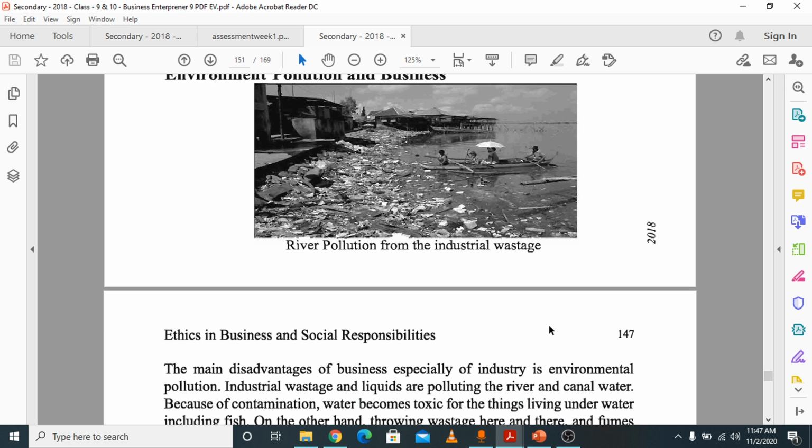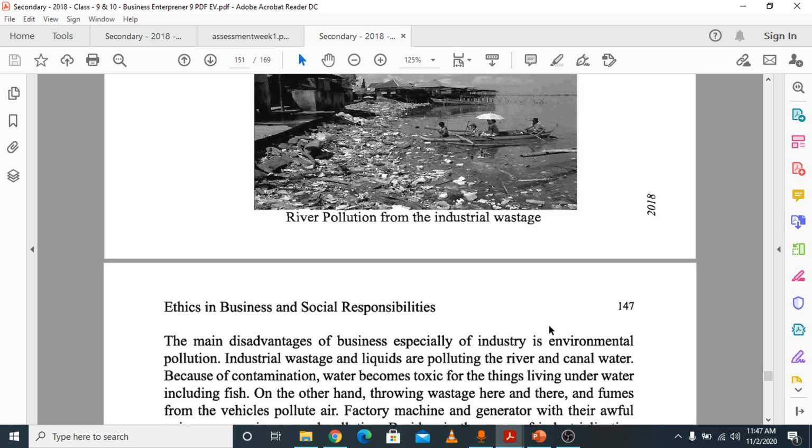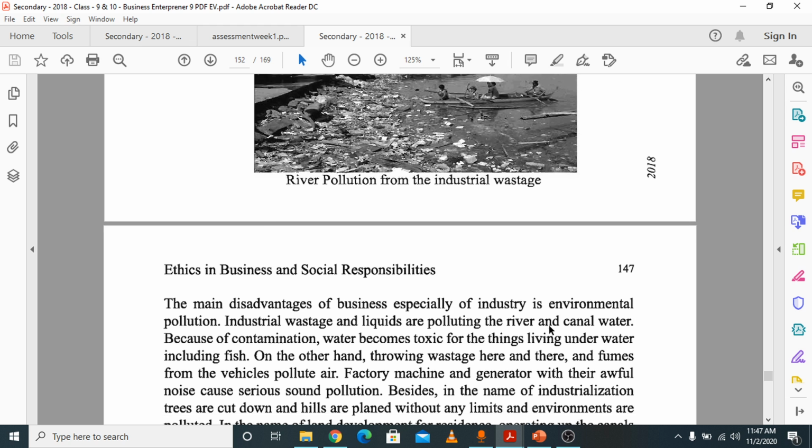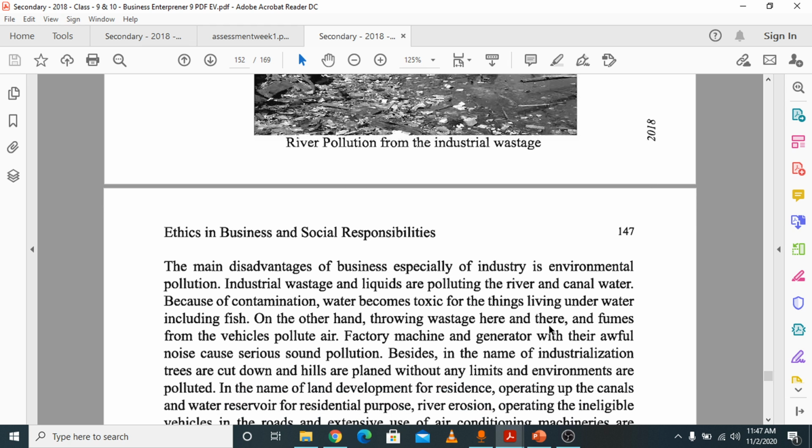That means when you are establishing new industries day by day, when you are expanding your business and industries, it will create huge industrial wastes and liquids. Those wastes and liquids are polluting the river and canal water, and because of contamination, water becomes toxic for the things living underwater, including fish.